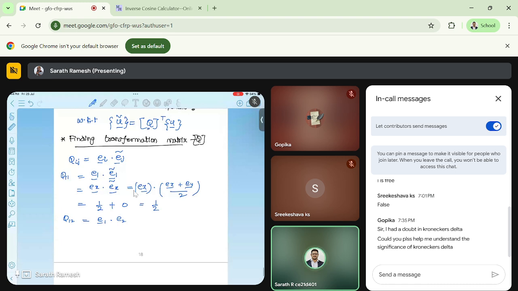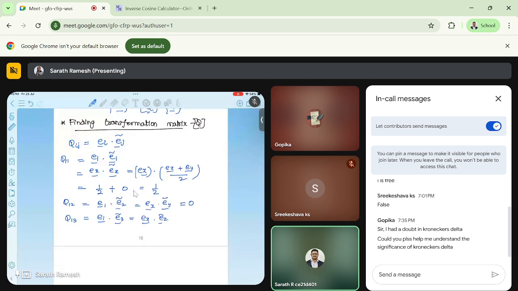E1 dotted with E3 tilde. Here in this question, Ex dotted with Ez tilde. Ez tilde is... Ez dotted with Ex is what? 0. Fine. What is Q21?